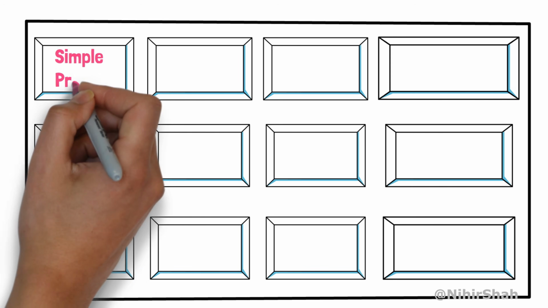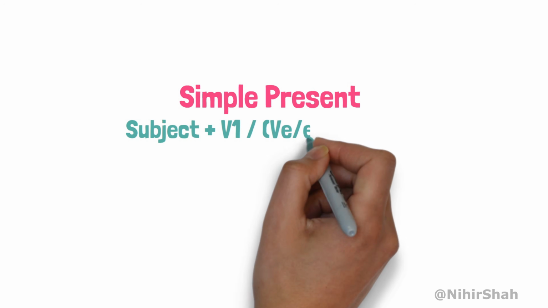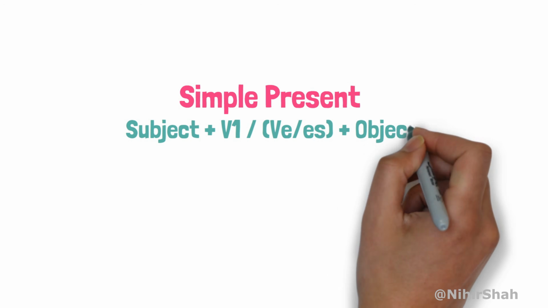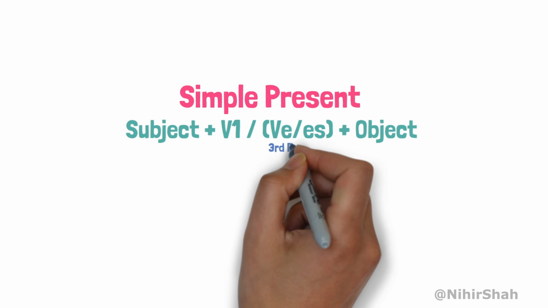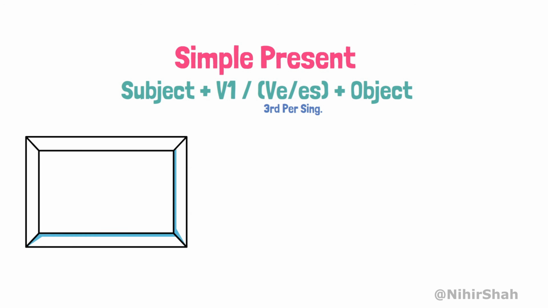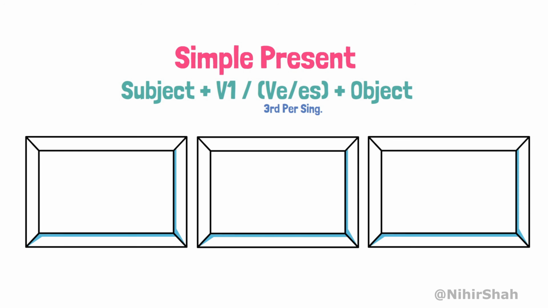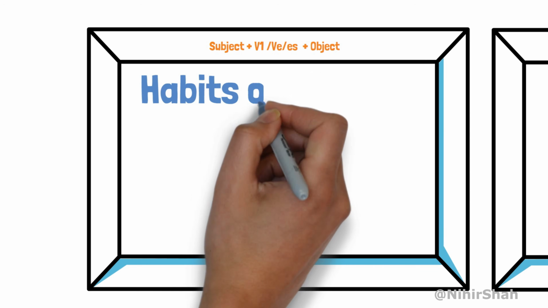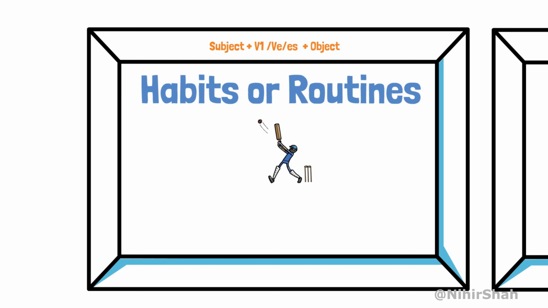Number 1, simple present tense. The sentence structure is subject plus verb's first form or verb's S/ES form plus object. The verb remains in its base form for all persons except third person singular, which usually adds S or ES. The simple present tense is a verb tense used to describe number 1, habits or routines. These are actions that occur regularly or repeatedly.